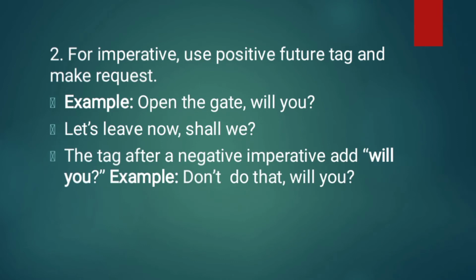The tag after a negative imperative, add will you. So it's the same thing. Wherever you don't see the auxiliary verb, either is, are, were, was, those auxiliary verbs, just put will you or shall. Something like, don't do that. We don't have an auxiliary verb here. Then we consider if there is the word not. Here, don't do that.